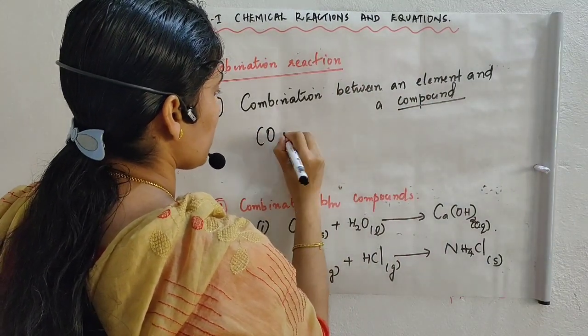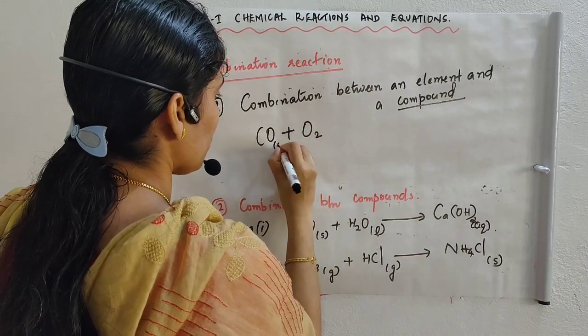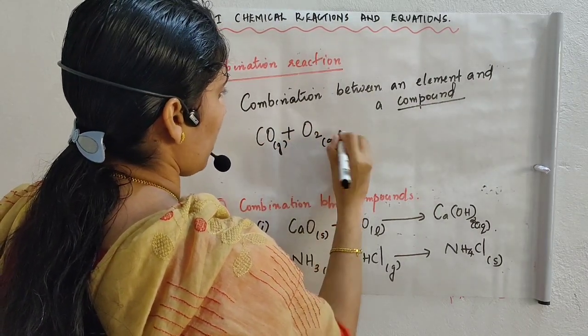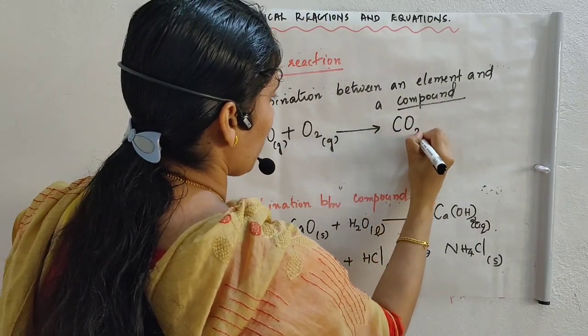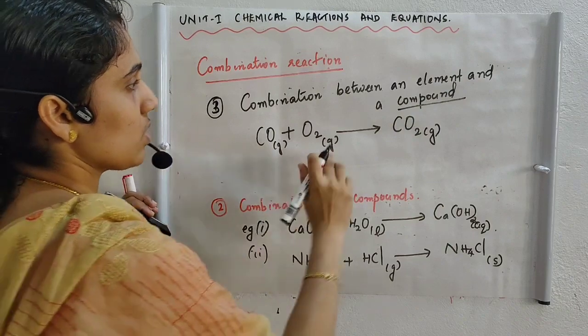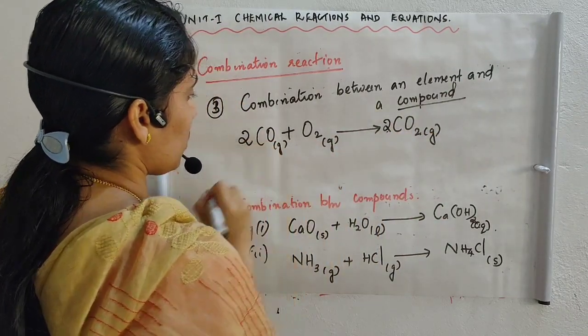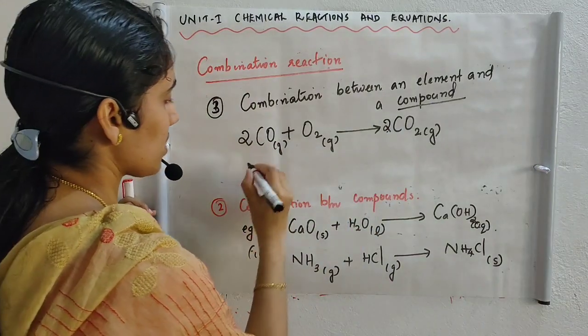For combination between an element and a compound, the example is carbon monoxide plus oxygen. Carbon monoxide is a compound and oxygen is an element, forming carbon dioxide gas. To balance the equation, write 1, 2 for oxygen. So the equation is balanced.